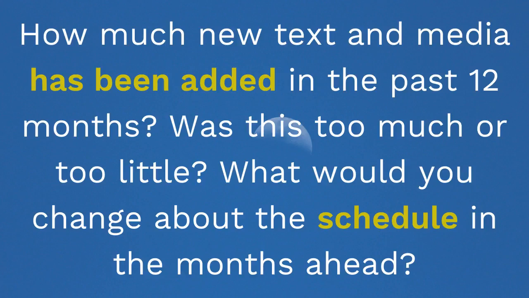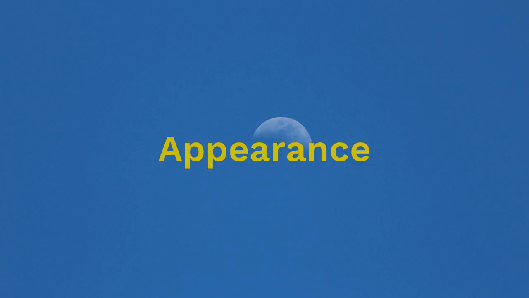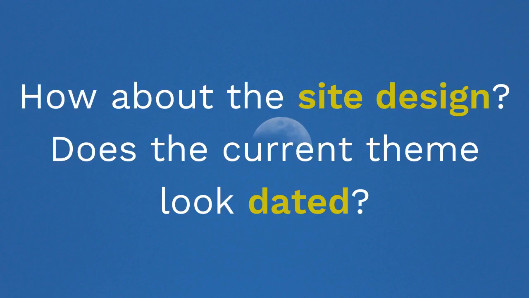Content. How much new text and media has been added in the past 12 months? Was this too much or too little? What would you change about the schedule in the months ahead? Quality. How satisfied are you with the quality of the content added so far? Have you ever hired a proofreader to have the site checked for spelling, grammatical and punctuation errors? Appearance. How about the site design? Does the current theme look dated?